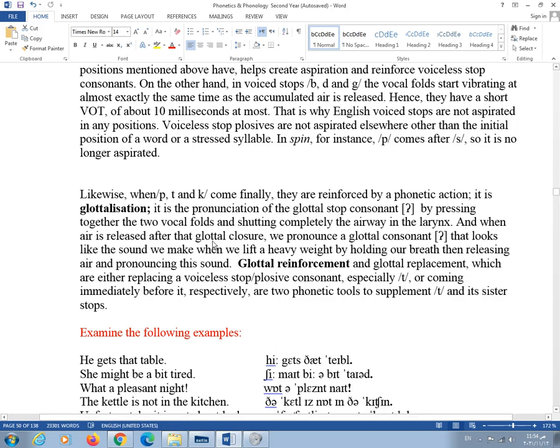That looks like lifting a heavy weight and holding, pressing in order to be able to lift it. Okay. Glottal stop or glottal reinforcement or glottal replacement. This happens when these sounds come at the end, as I told you. So let's get some examples.